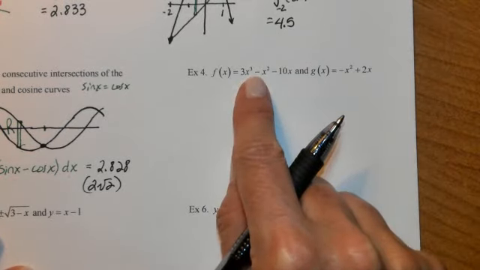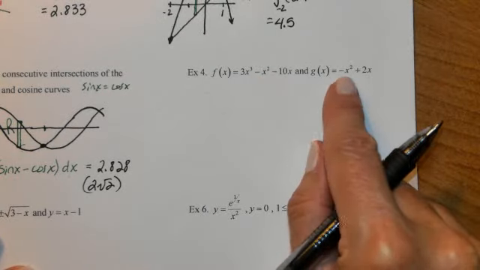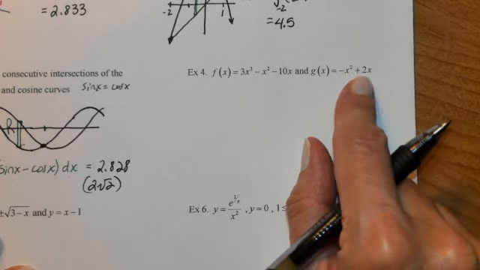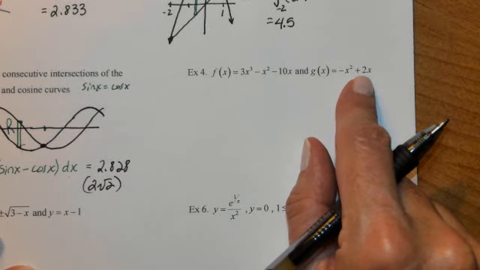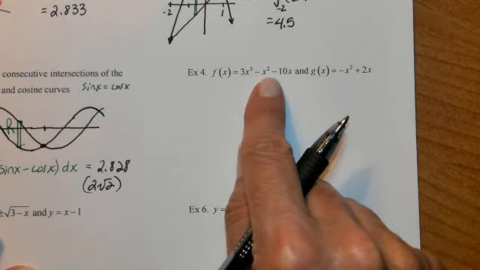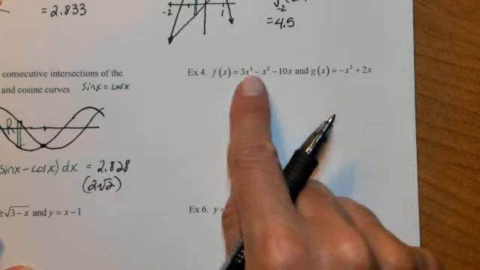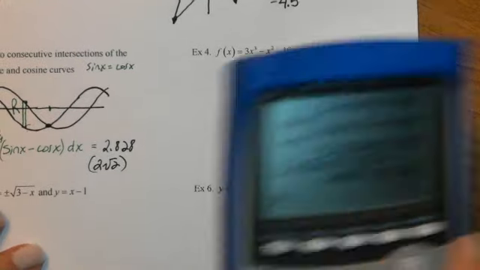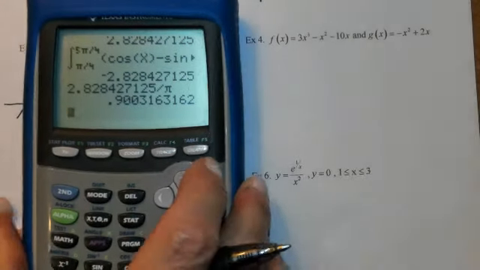Here we have this cubic function and this parabola. This is a good one to go and graph on your calculator to see the region. I'm not going to be plotting points with this guy. This one I could plot points on. This one, no thank you. So let's go to our calculator and see what's happening.